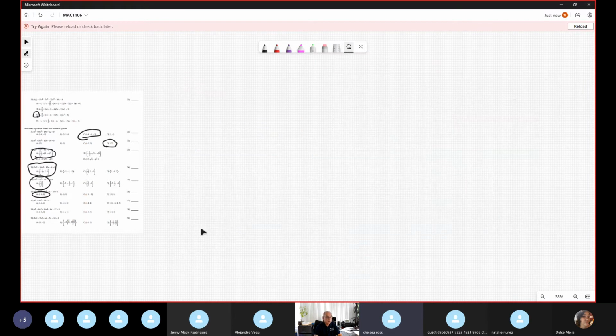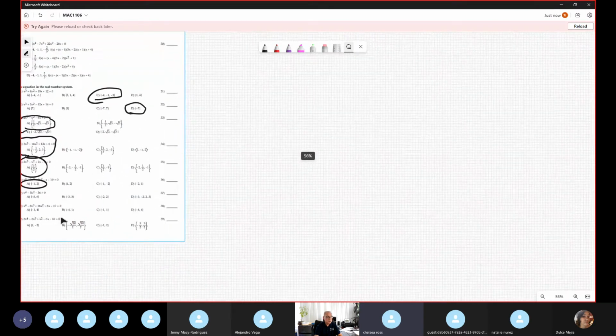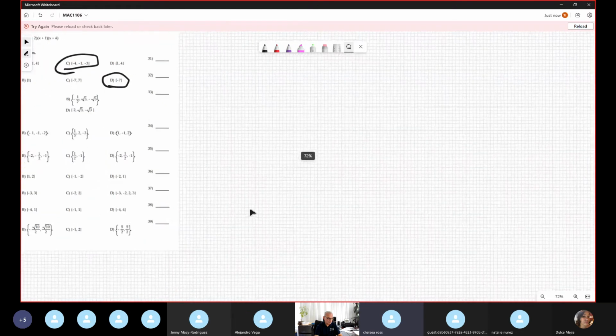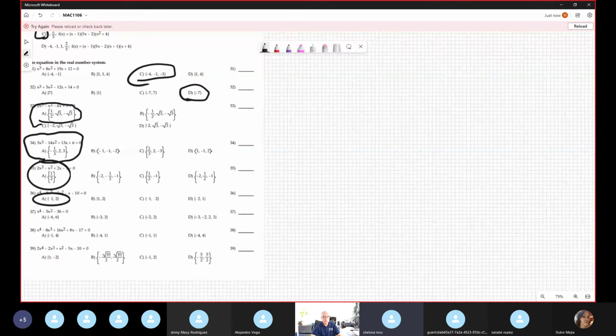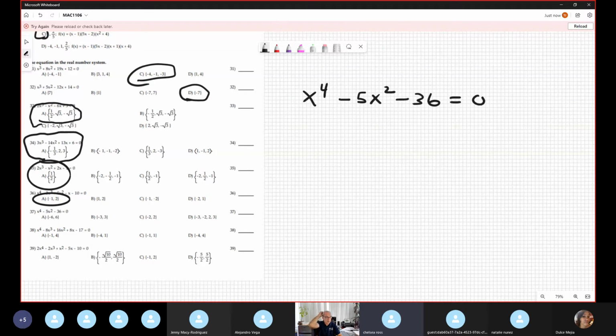Okay, the next is 37. Oh, it's easy. Look at that. It's a polynomial of degree 4, but some terms are missing. The cube is missing and the linear is missing. So I propose, in this case, a trinomial factorization. No synthetic division. Factorization classical of the trinomial.